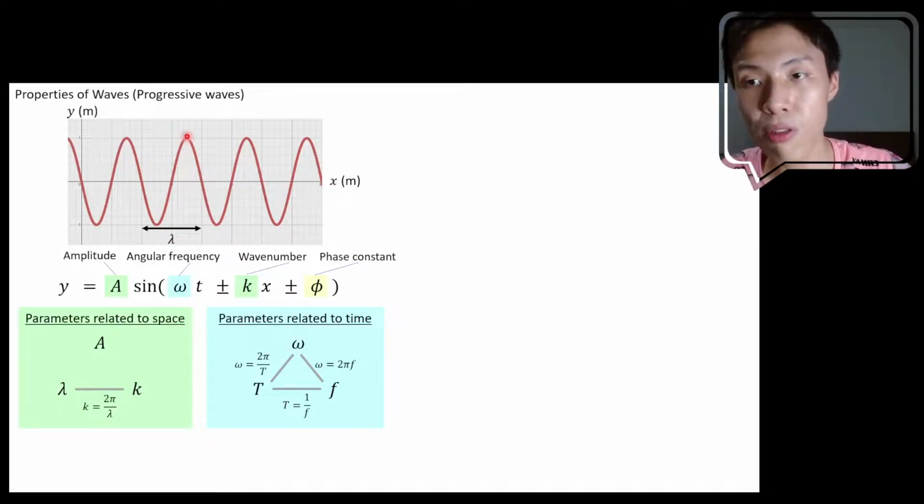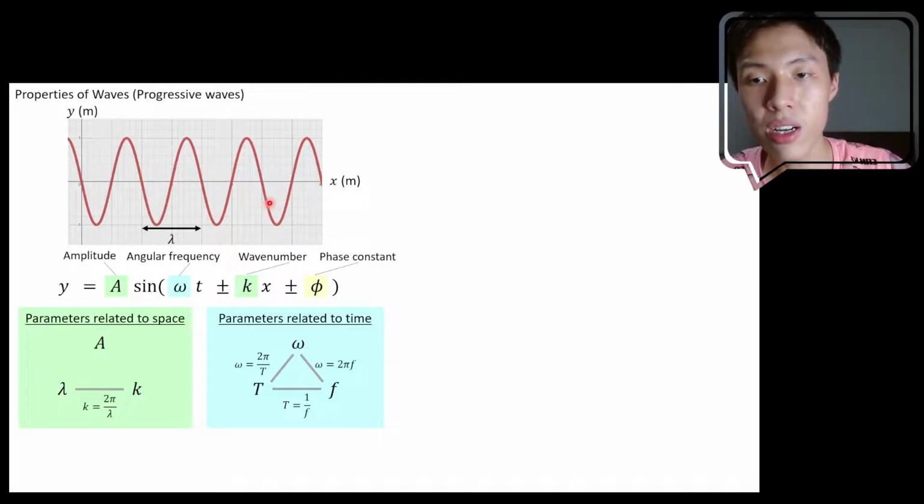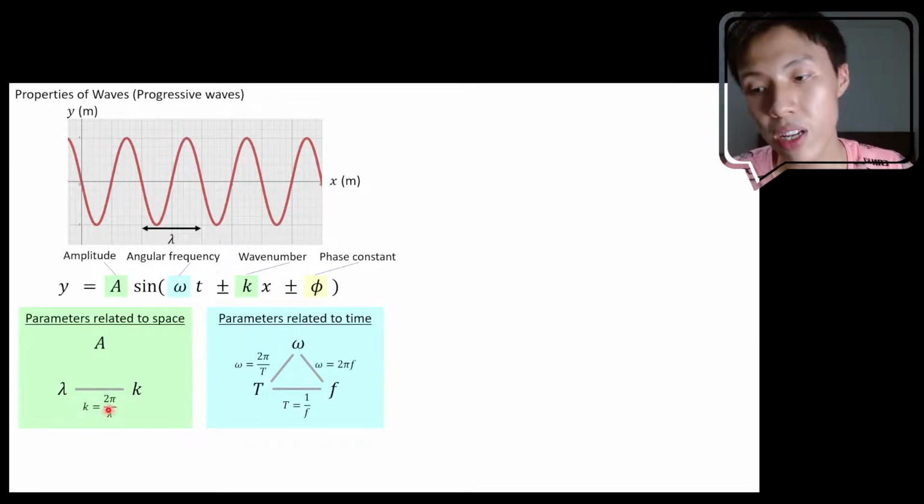You can choose to take from one crest to the next crest, one trough to the next trough, or you can take any point to the next point that has the same phase with the point that we take. No matter what you measure distance, you get the wavelength. If you take 2 pi divided by the wavelength that you determine, then you get the wave number. And this wave number is what's representing space in our equation over here.